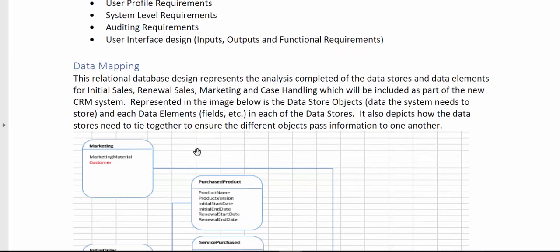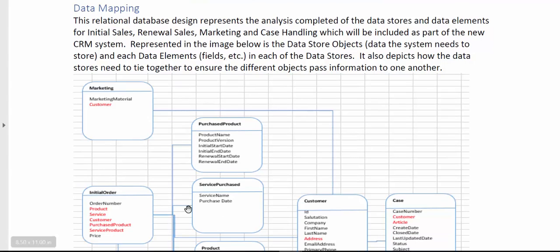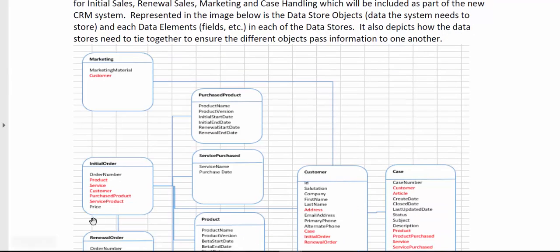So this first section in the example business case outlines the relational database design mapping that the system will need to support, based on the different data elements that are needed to support the business. The first thing that was identified was the data stores that are needed. So these are these boxes. We need one for marketing, initial order, customer, case, product, etc.